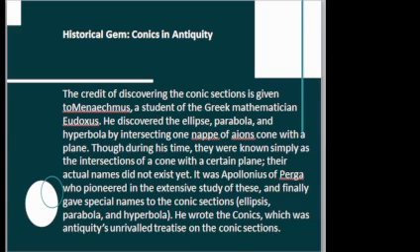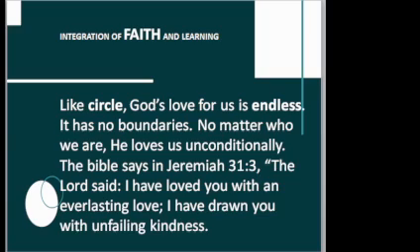It was Apollonius of Perga who pioneered the extensive study of these and finally gave special names to the conic sections: the ellipse, the parabola, and the hyperbola. And he wrote the Conics, which was antiquity's unrivaled treatise on the conic sections.